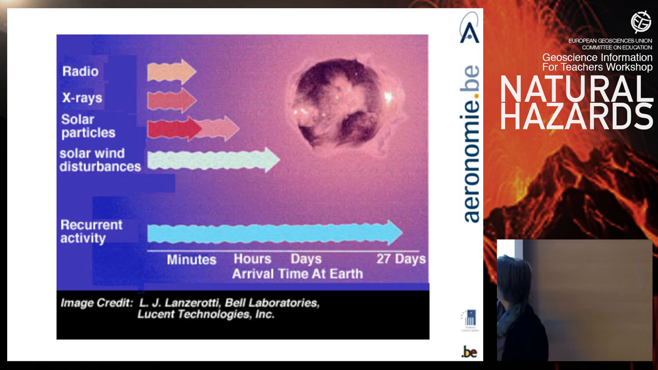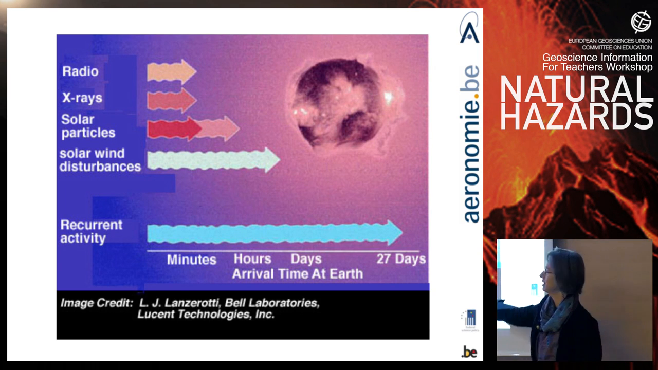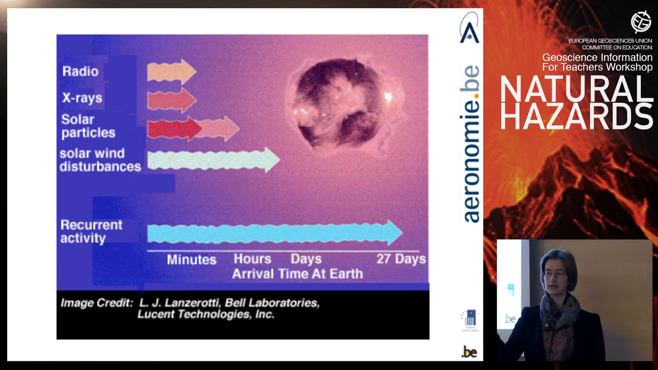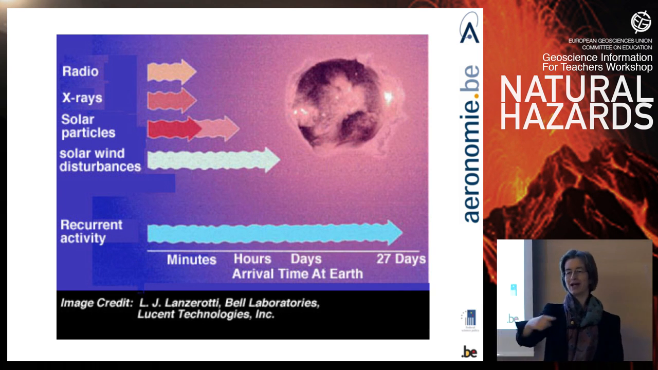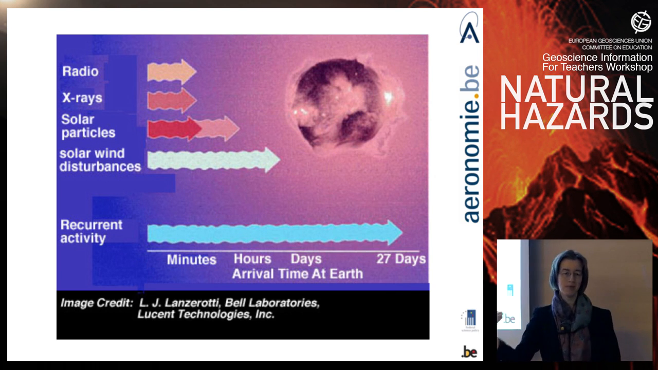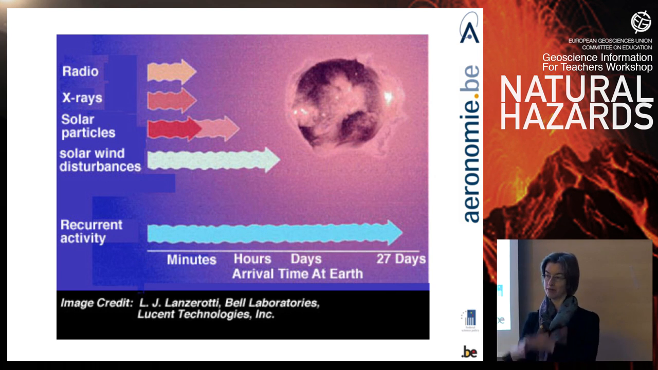And finally, here the recurrent activity. What this means is the sun, as I mentioned, rotates, and on average, it's 27 days for one rotation. So if you have a big sunspot that keeps surviving as strong, you actually can forecast then that it will come around again and that you should take care of that. Maybe there will be another big solar flare. Okay?